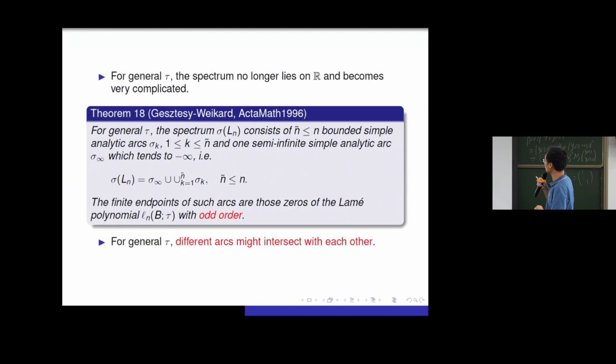For general tau, the spectrum no longer lies on R and becomes very complicated. Here the general result says that for general tau, the spectrum consists of finite bounded simple analytic arcs and one semi-infinite simple analytic arc. And the finite endpoints of such arcs are those zeros of the Lamé polynomial with odd order. And for general tau, different arcs might intersect with each other. So for general tau, the picture of the spectrum might be very complicated.